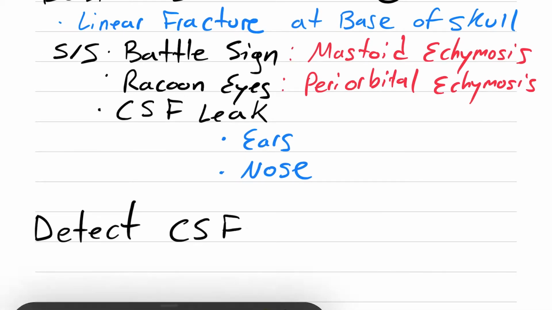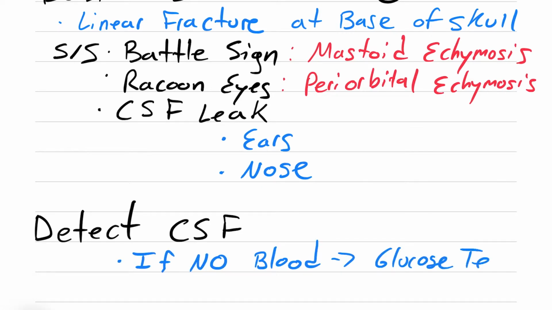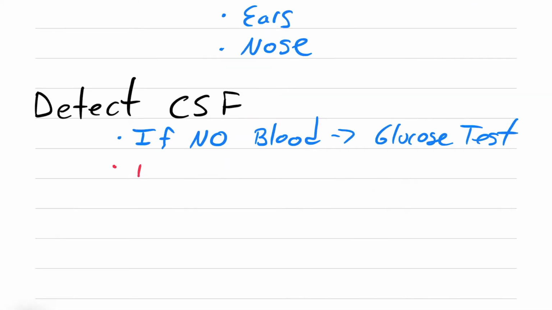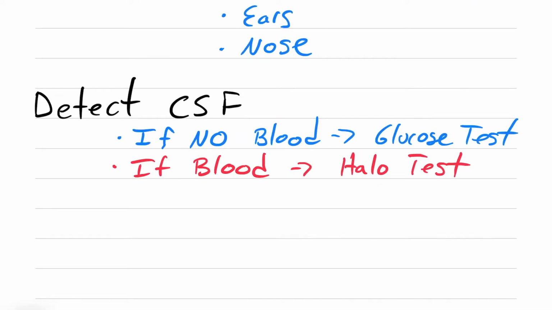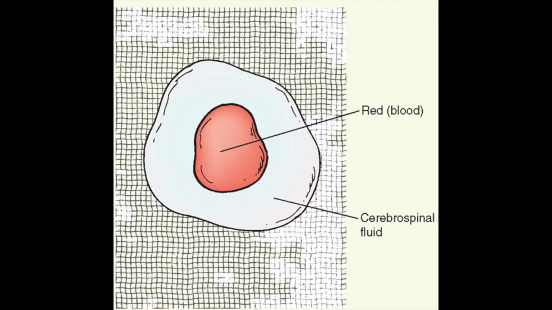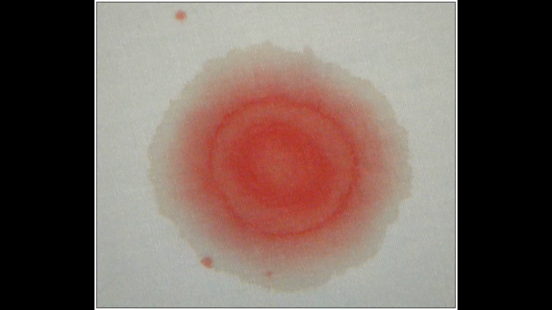How you can detect CSF is through two tests. If there's no blood, you want to use a glucose test because CSF has glucose. If there is blood, then you want to do the halo test. The halo test involves getting a gauze, collecting some of the CSF, and seeing if the blood coagulates to the middle, leaving a yellowish ring around it. This is why it's called the halo test.